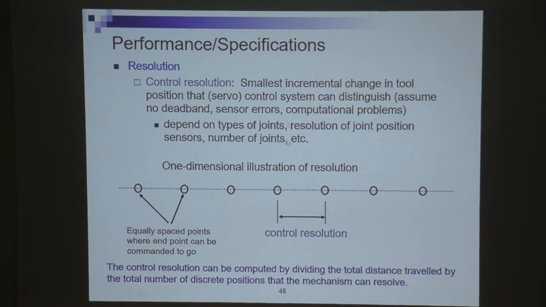The control resolution can be computed by dividing the total distance traveled by the total number of discrete points that the mechanism can resolve. So this is the total number of points that can be resolved, and this is the total distance. You divide them, and you have the control resolution. So the control resolution essentially talks about the distance between two adjacent points, if you look at it on a single plane.